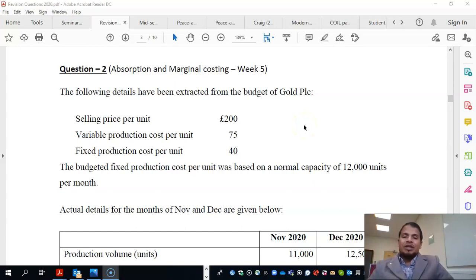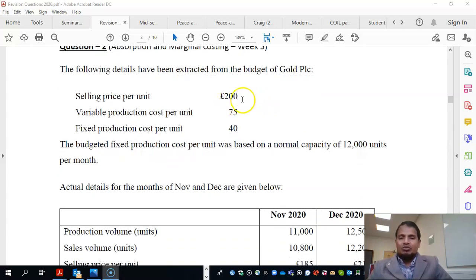The following details have been extracted from the budget of Gold PLC. Selling price per unit is 200, variable production cost per unit 75, and fixed production cost per unit is 40. A budgeted fixed production cost per unit was based on a normal capacity of 12,000 units. All right, so these are the budgets actually. So we budgeted to produce 12,000 units, sales price 200, variable production cost 75, and fixed production cost 40.